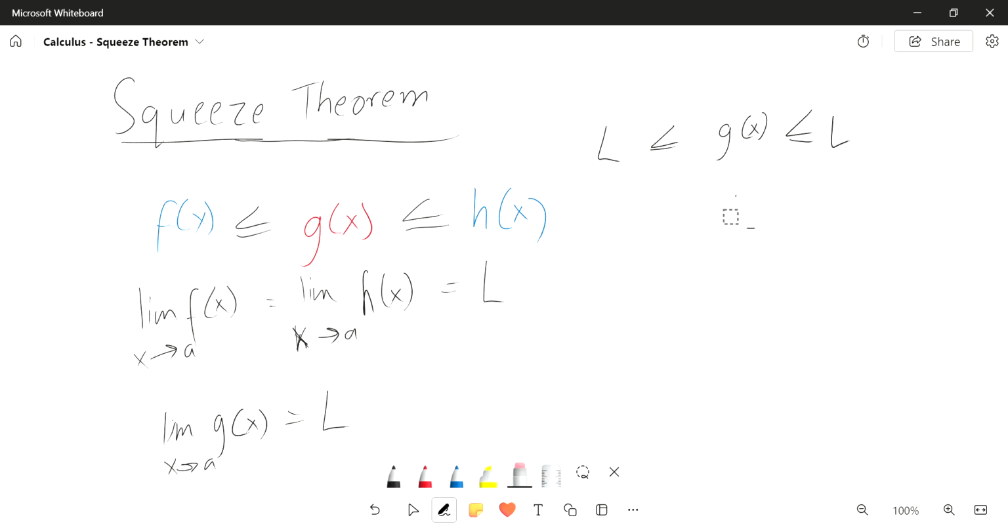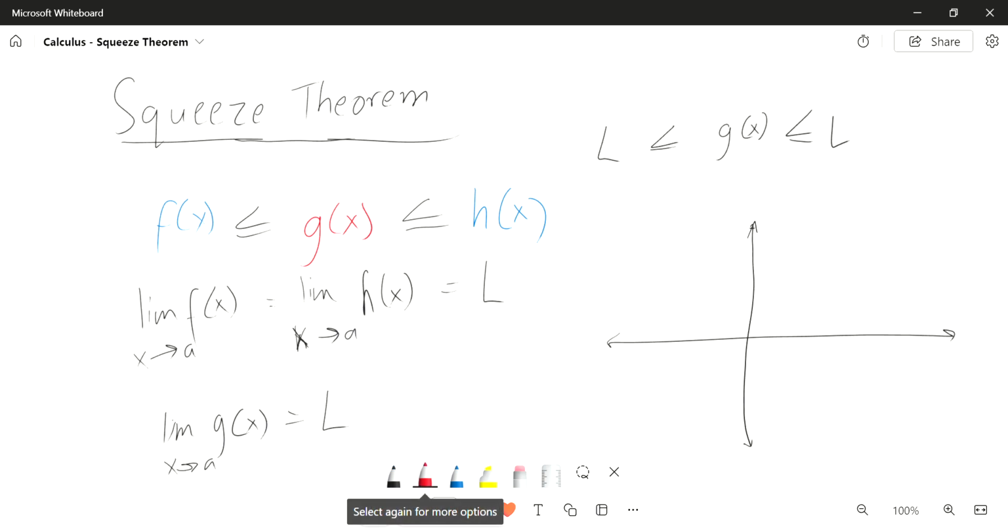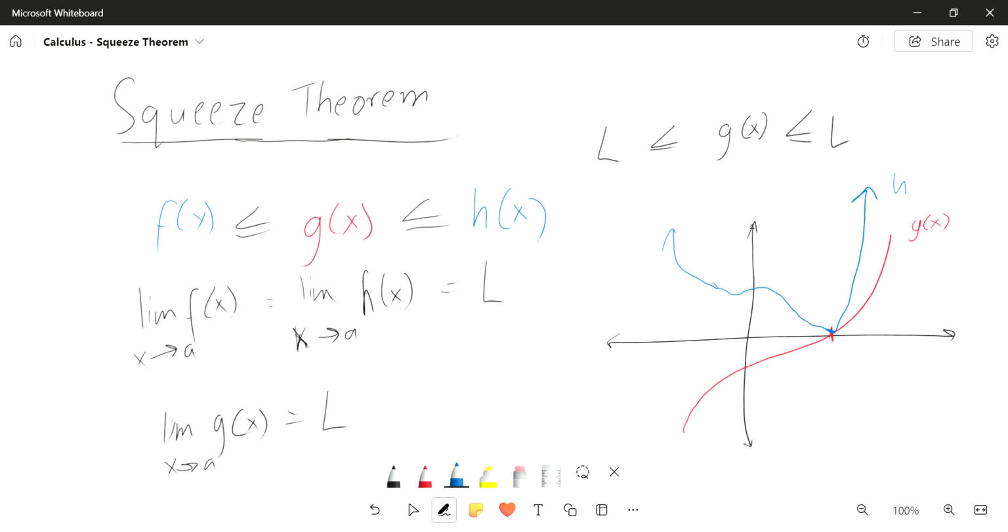So to illustrate this, it might be helpful to draw a graph where the red function is the limit you're trying to find. So this is your red function, and say this is the point you want to find. And we'll just label this g of x. This function h of x has to be greater than g of x, but at some point a must approach this same point over here. Same with f of x, except f of x is less than g of x.